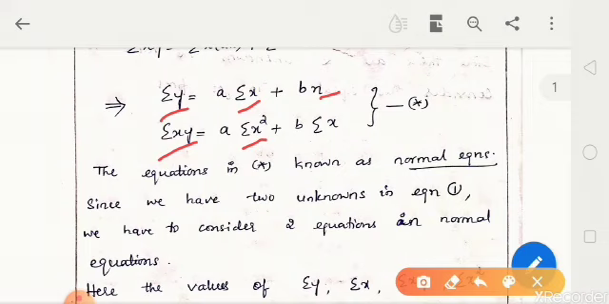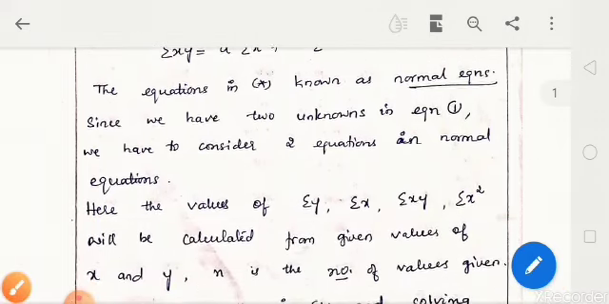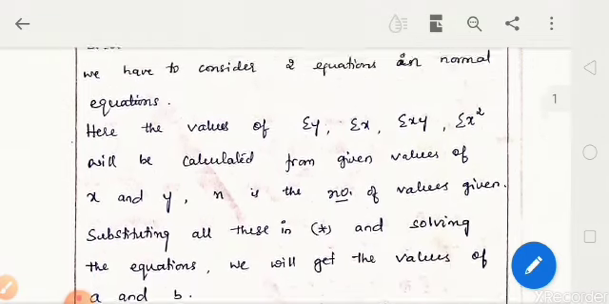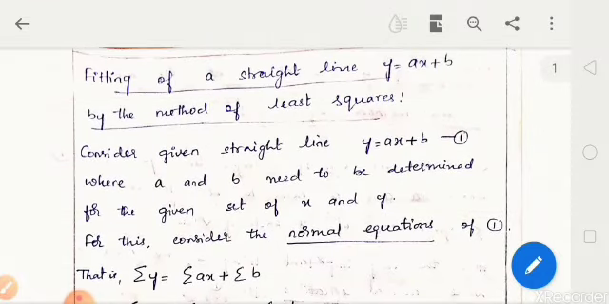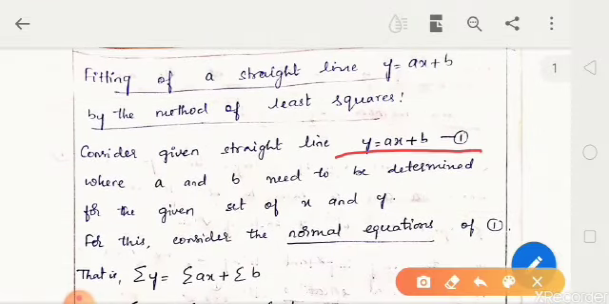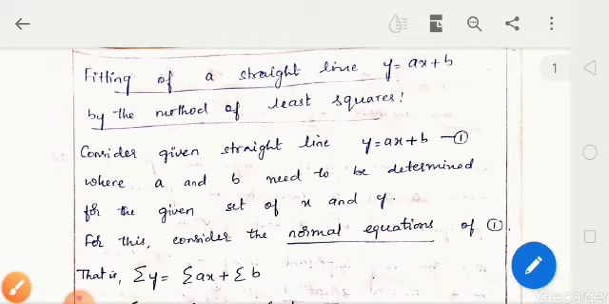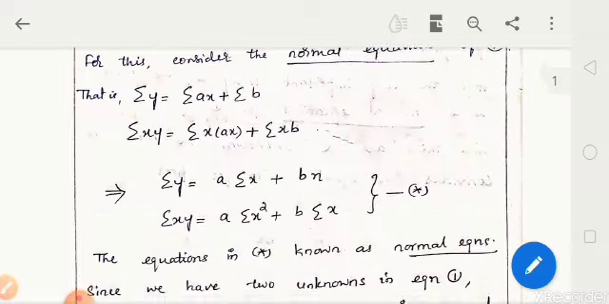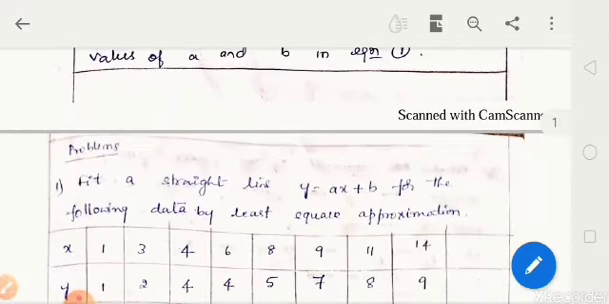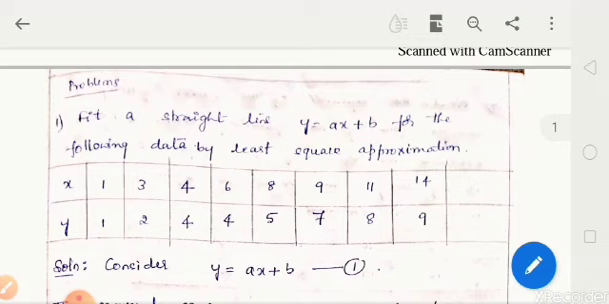Once we substitute all these data in equation star, we will get two equations in unknowns a and b. We can solve those equations. We can use calculator also. Once we get values for a and b, we have to substitute in the equation 1, that is y equal to ax plus b. It will give the required straight line of fit. This will be explained with example. So I will start a problem.